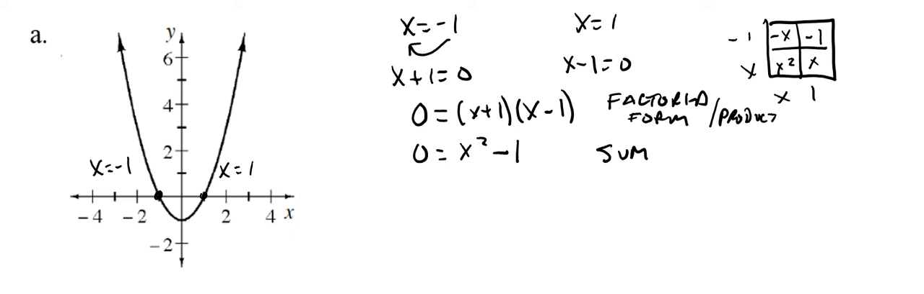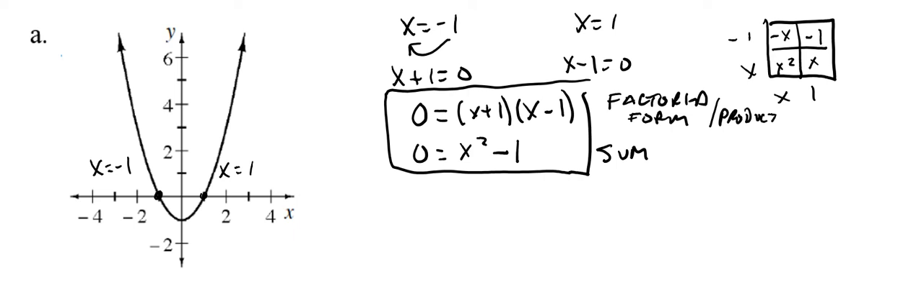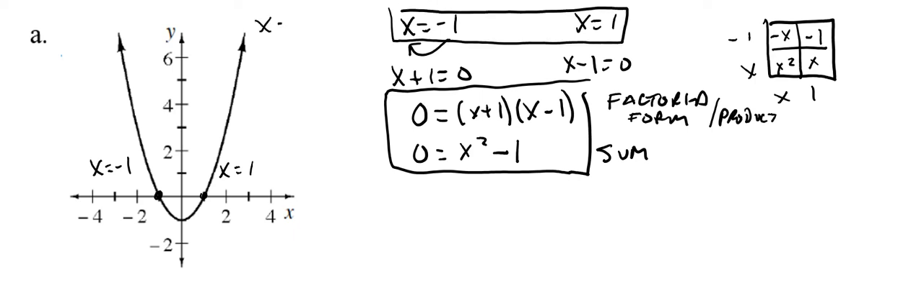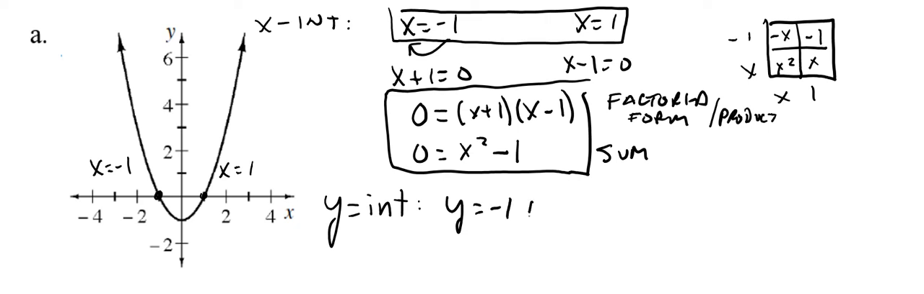All right, so now either one of these equations would be fine. Then they wanted us to name the x-intercepts. So the x-intercepts, these values right here, are the x-intercepts. And then the y-intercept is going to be at y equals -1. Or you could say it's at (0, -1).